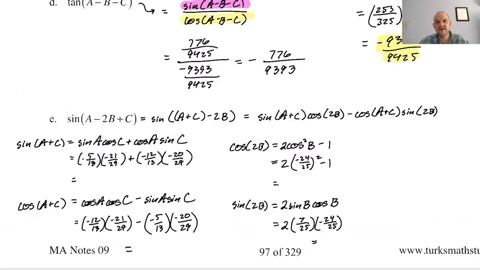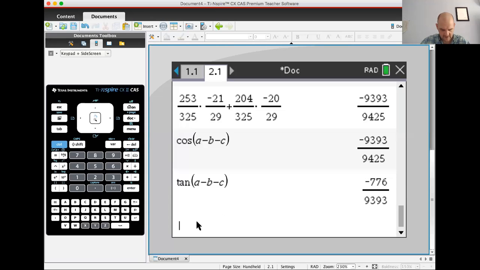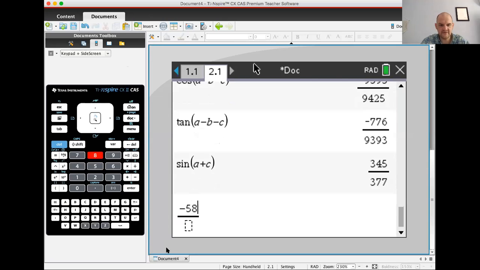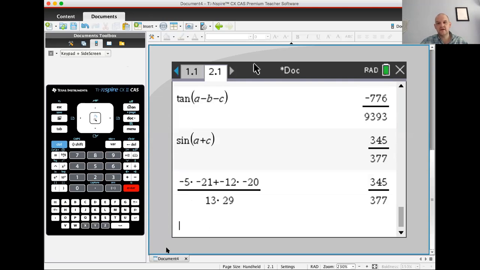So let's see. We're going to the calculator because nobody has time to do this by hand, you know? Here we go. So sine of a plus c, according to the calculator, based on what we have stored, should be 345 over 377. Let's see if we get that. Negative 5 times negative 21 plus negative 12 times negative 20. I mean, it's going to be positive, so that's good. Over 13 times 29. This is like a new denominator. 345 over 377. All right. 345 over 377.